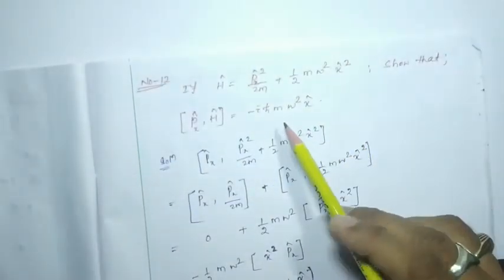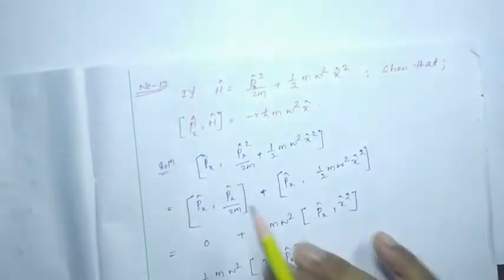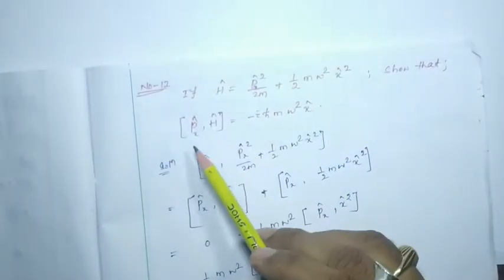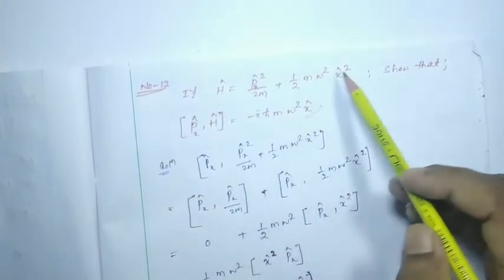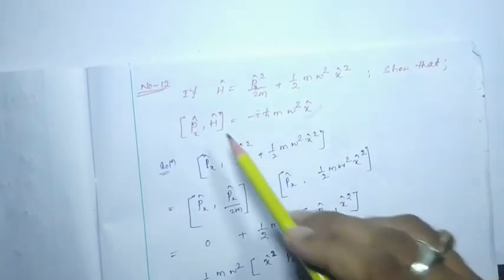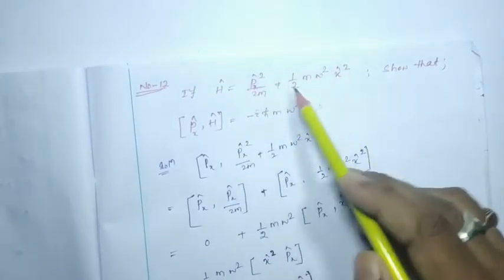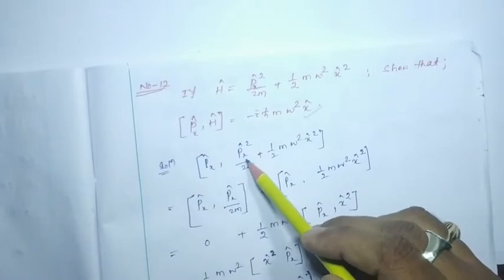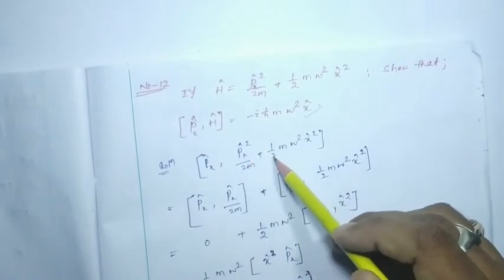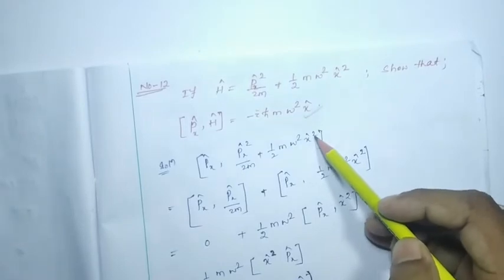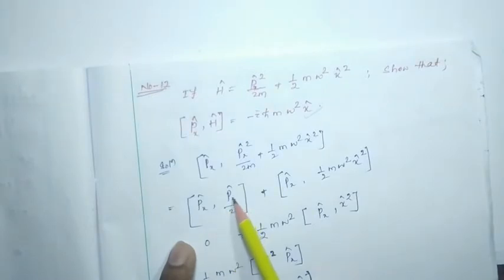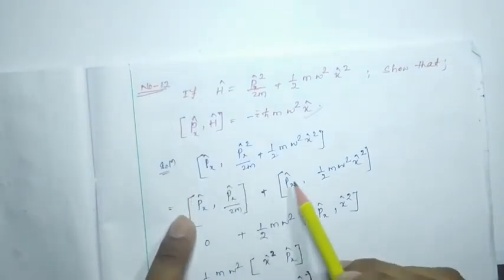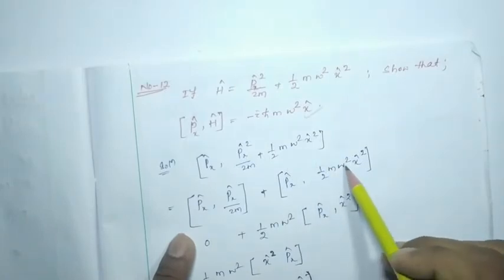Okay, now this is another very easy question that maybe you have done. Here we have to prove this one for p_x cap and H cap, where the Hamiltonian operator is this one. Instead of H cap we have to write p_x cap squared by 2m plus 1 by 2m omega squared x cap squared. It can be written as [p_x cap, p_x cap squared by 2m] plus [p_x cap, half m omega squared x cap squared].